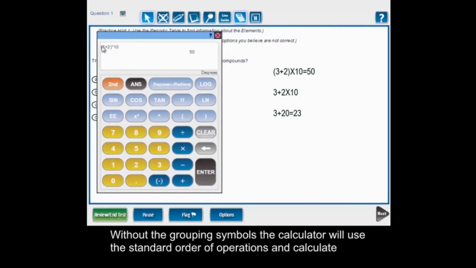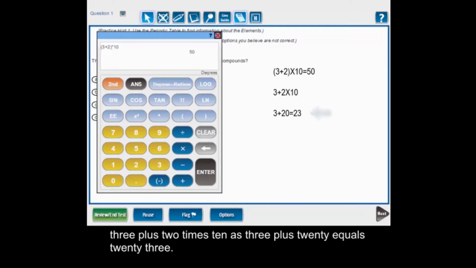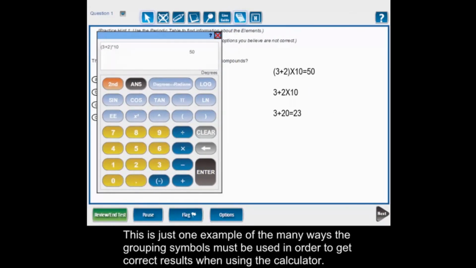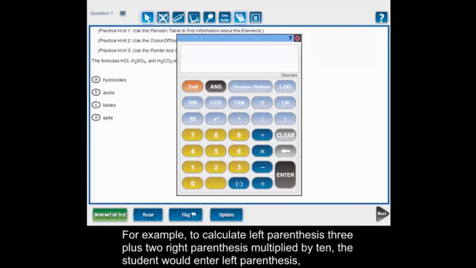Without the grouping symbols, the calculator will use the standard order of operations and calculate 3 plus 2 times 10 as 3 plus 20 equals 23. This is just one example of the many ways the grouping symbols must be used.